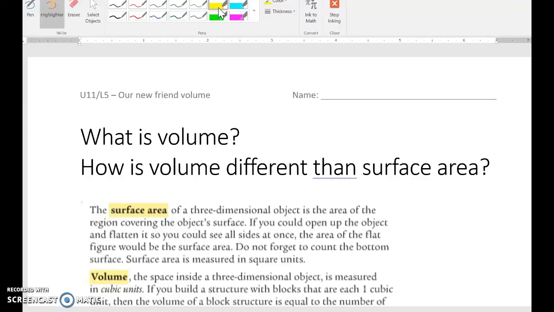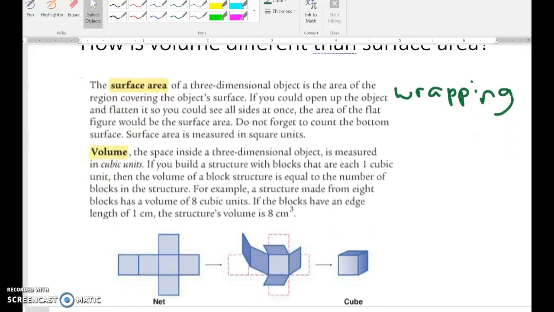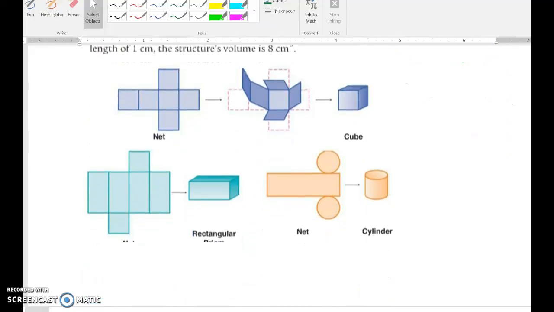So we've been talking a lot about wrapping, right? If we're going to wrap this box with wrapping paper, how much wrapping paper do we need? If we're going to paint the outside of the box, how much paint do we need, right? And then we looked at nets. I've got some pictures of those below, right? If you could open it up and flatten it, the area of the flat net would be the surface area.